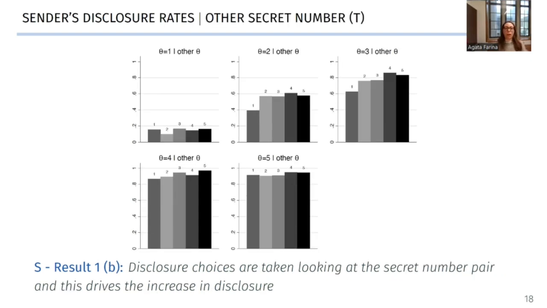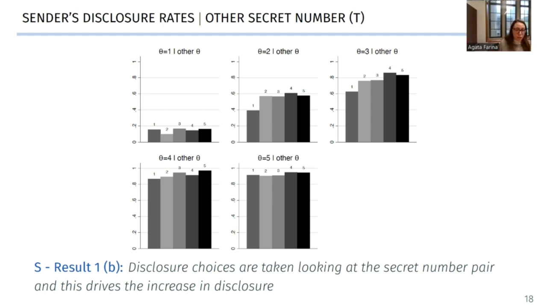However, the figure I just showed you does not consider the fact that when taking a disclosure decision in the treatment, the sender accounts for the pair of numbers rather than for each secret number independently. It could be that the sender just decides whether to disclose a secret number or not as a function of the other one in the pair. So what we show in this figure accounts a little bit for this possibility, because for each secret number, we plot the probability of disclosure as a function of the other secret number in the pair.